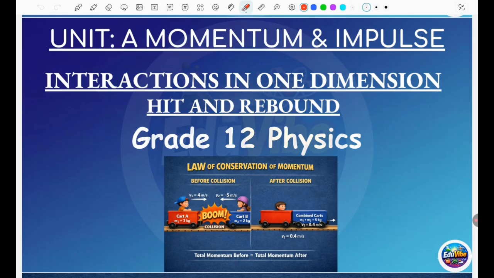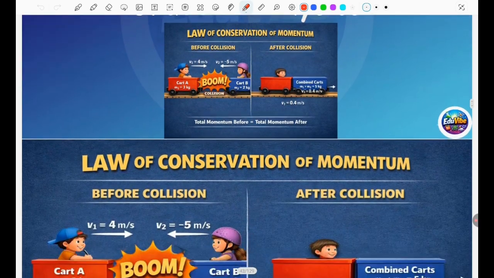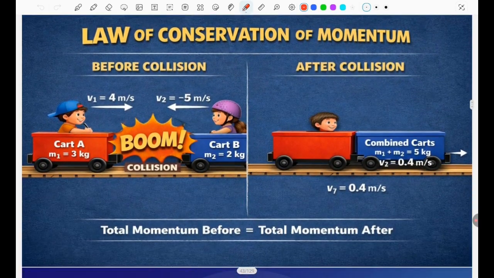So how can we deal with this? I will tell you today. Today we will start with hit and rebound first, then we'll move on to the other collisions too. So let's start with this topic.